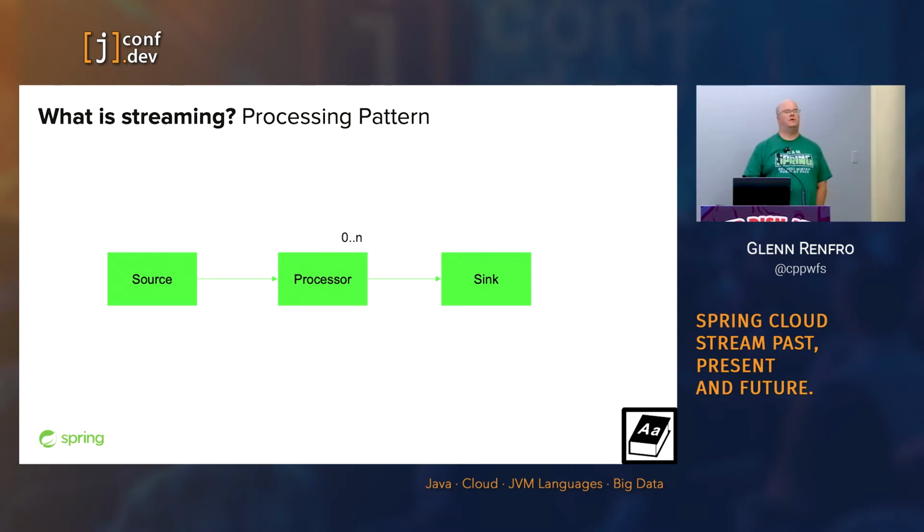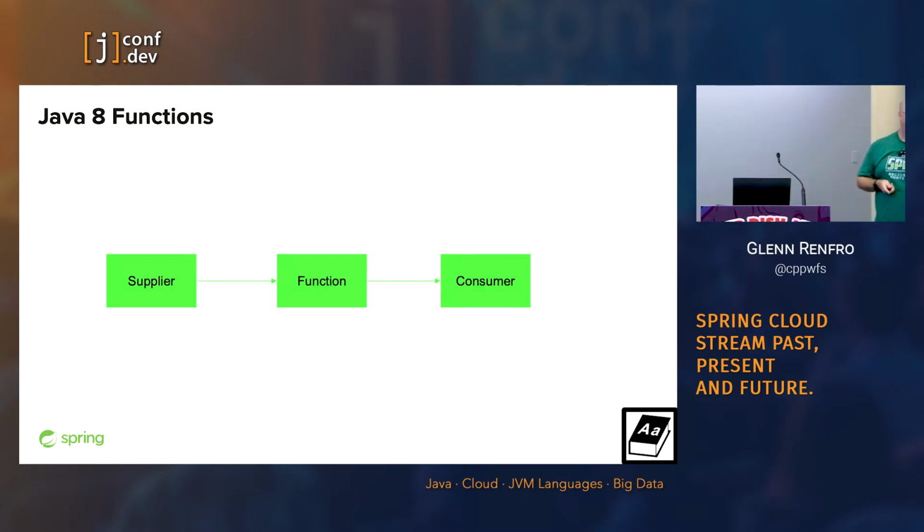I don't want to worry about how I write the plumbing to get from my code to a messaging framework. So before we talk about how to get rid of that plumbing, how can I think about these problems? I want to think about them as Java 8 functions.